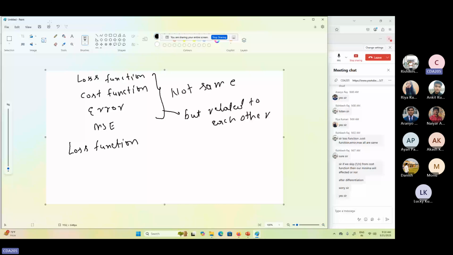Okay. So the loss function measures the error for a single training example. You got the point? It is for the single training example. And it quantifies how far the predicted value is from the actual value. So the loss function is the error for a single training example, and it tells how far the predicted value y cap is from the actual value, what is the difference between them. So for this single training error, we use what? MSE.